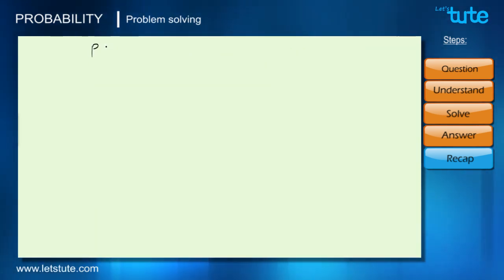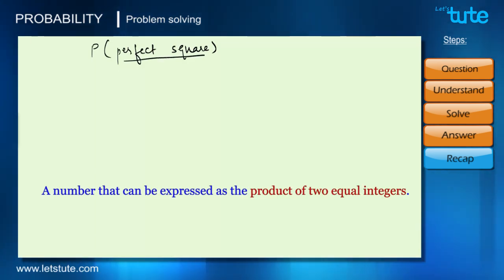Secondly, we had to find the card which had a number which was a perfect square. Before finding the probability, let's understand what is a perfect square. Well, it is a number that can be expressed as the product of 2 equal integers. For example, 1 multiplied by 1 will give us 1. So over here, these are the 2 equal integers and they are multiplied to give us 1. So this is a perfect square.